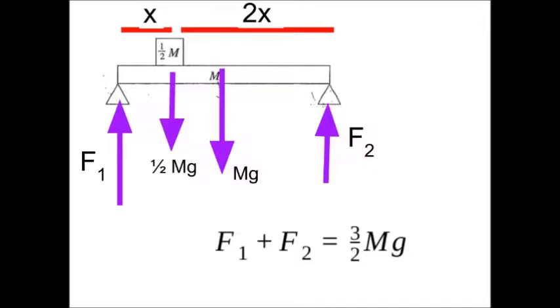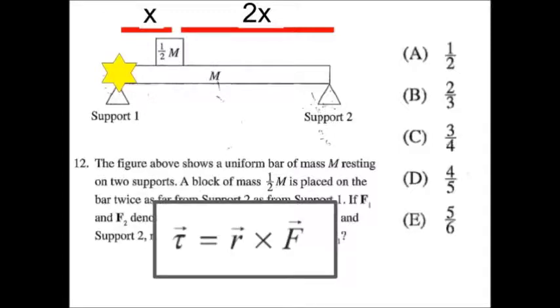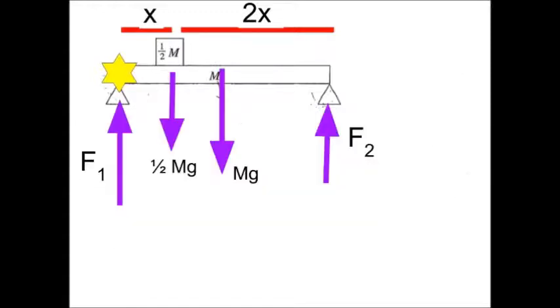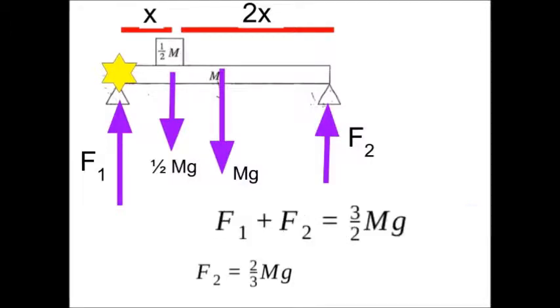But what are we looking for? We're looking for the value of the ratio F2 to F1, and that means we're going to have to go to rotation. I'll take the left-hand side as the rotation point, and tau equals F perpendicular times r, so that means we have 1/2 mg times a distance x, and then we have the weight of the bar at 3/2 x. Notice if the total bar is 3x long, then that's halfway to the center of mass of the bar. And then we have F2, and then we can solve for F2, and that's exciting because we have this other equation, and then we can solve for F1, and that's exciting.